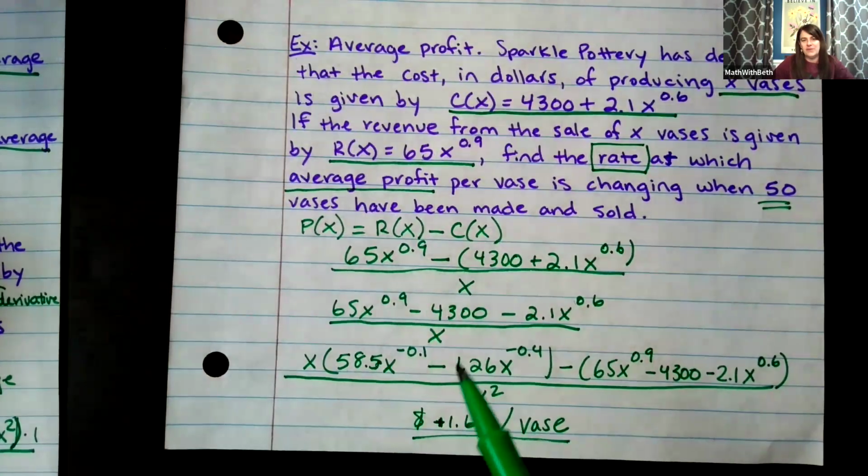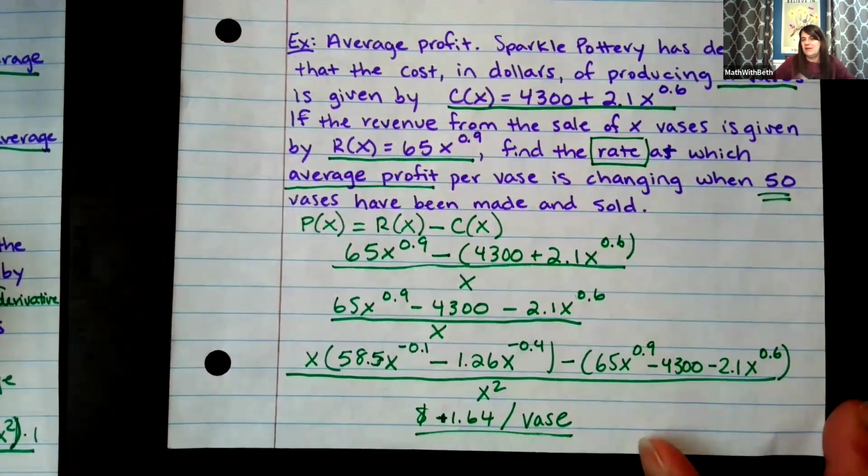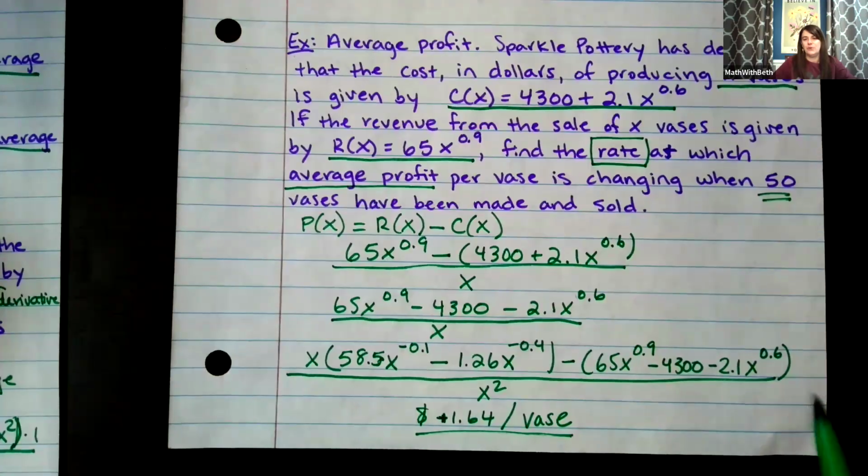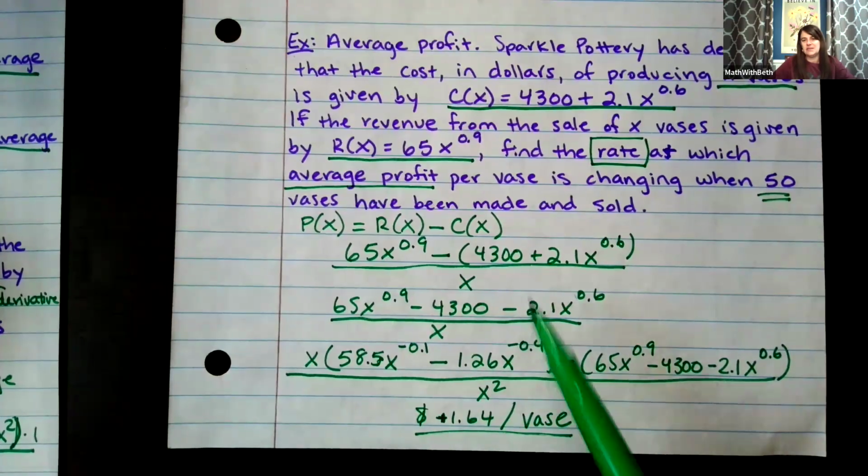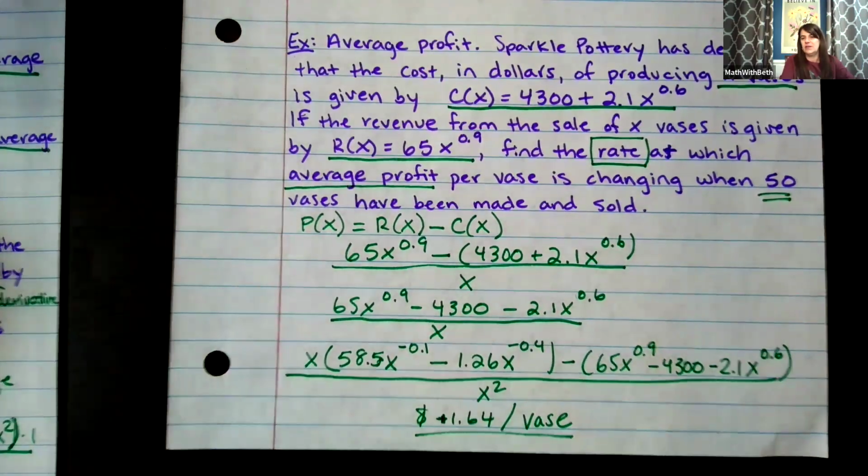And then if they ever mention anything about rate, we're doing derivatives. So in these cases, it's always going to be using the quotient rule.